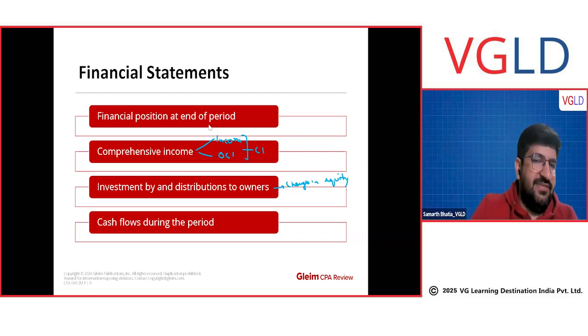OCI is the other comprehensive income, Sakshi. So we will discuss the other comprehensive income. We have a complete topic by the name of other comprehensive income, in which usually we keep 4 items. So we'll discuss it afterwards. Yes, Anoop?